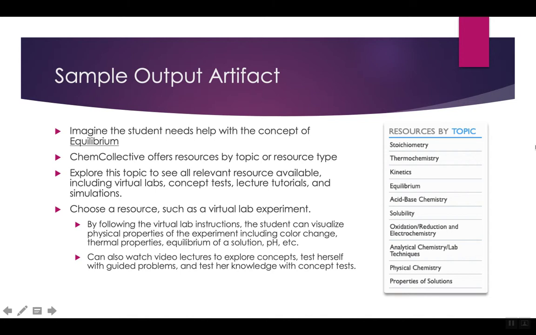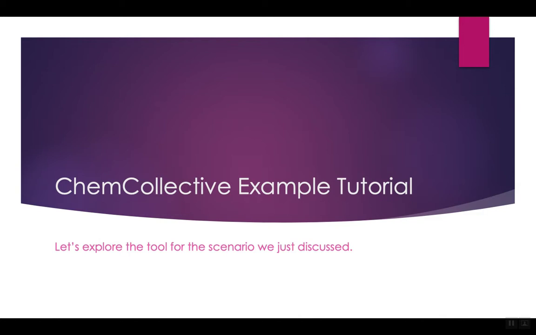The student can explore this topic to see all relevant resources available, including virtual labs, concept tests, lecture tutorials, and simulations. You can choose a resource such as a virtual lab experiment. By following the virtual lab instructions, the student can then visualize physical properties of the experiment, including color change, thermal properties, equilibrium of a solution, and pH. Students can also watch lecture videos to explore concepts, test themselves with guided problems, and test their knowledge with concept tests. Next, we'll explore the tool for the scenario that we just discussed.